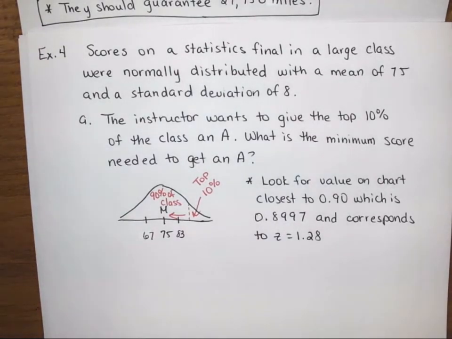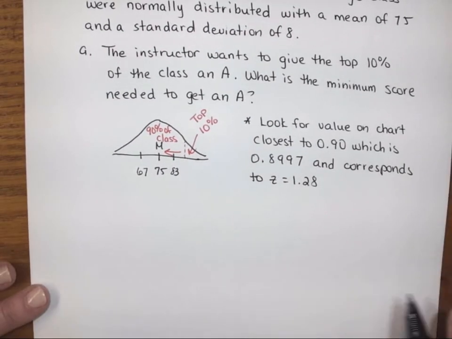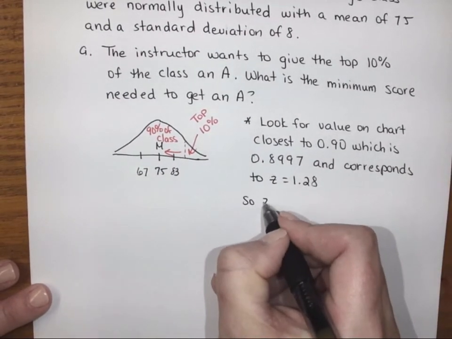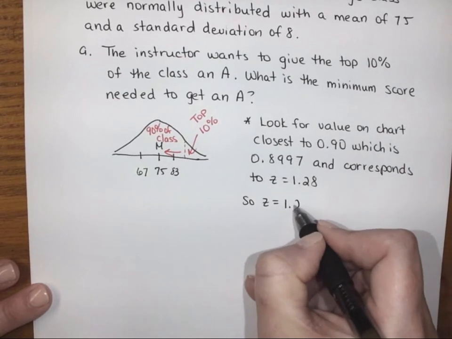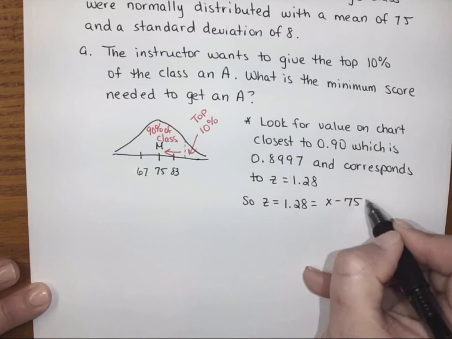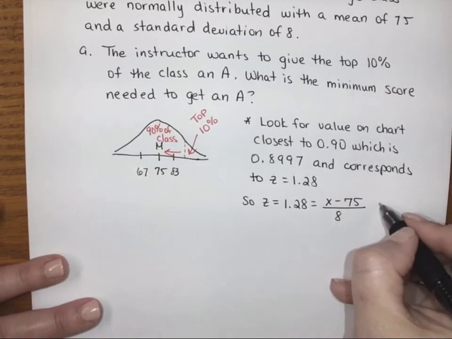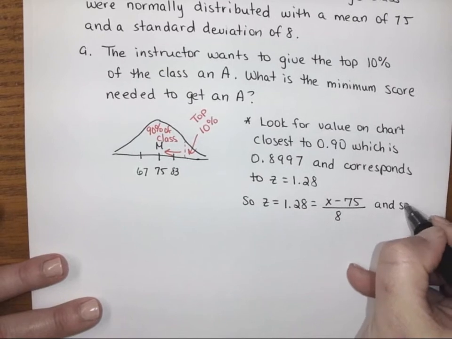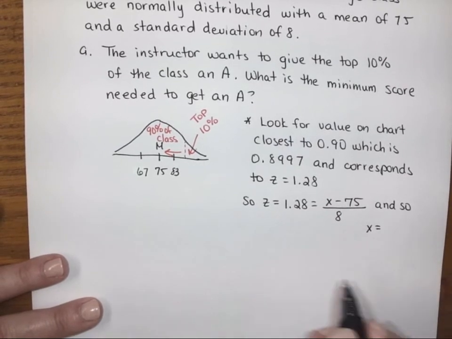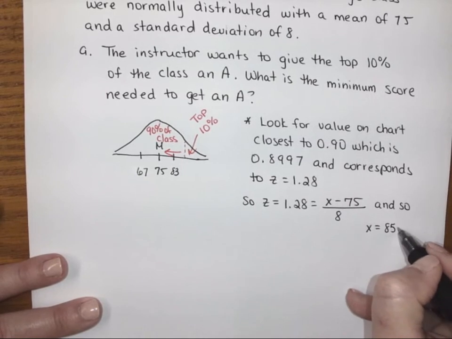Okay, so we don't want to know the z-score in the end, though. We want to know what the score on the test is. In other words, we want to know what x is. So z equals 1.28, and that's going to be value minus average over standard deviation. And so x is going to be whatever you get when you cross multiply and add 75. So it looks like 85.24.